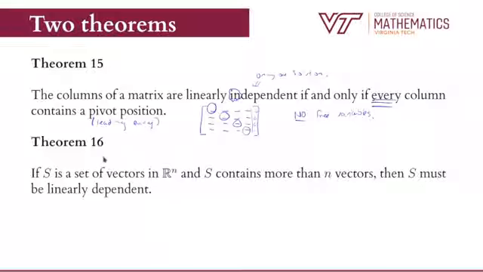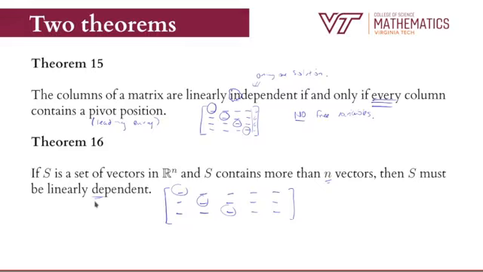And theorem 16 says that if I have a set of vectors in Rn and we have more than n vectors, that is, more columns than rows. So say I have 3 rows and 5 columns. These are vectors in R3, but I have more than 3 vectors. Well, then there's no way that I can have a leading entry in every column because I run out of room for the leading entries. And therefore, the set must be linearly dependent. There must be a free variable if I have too many columns.